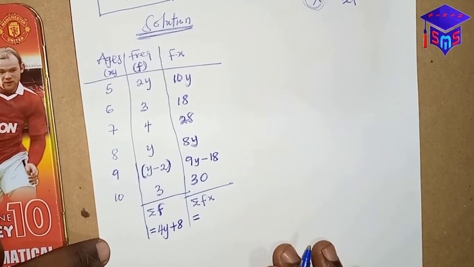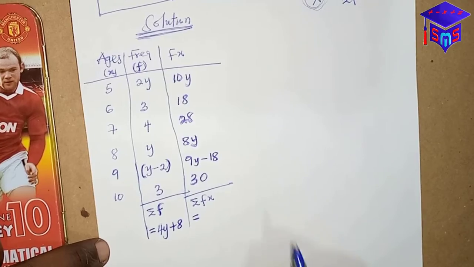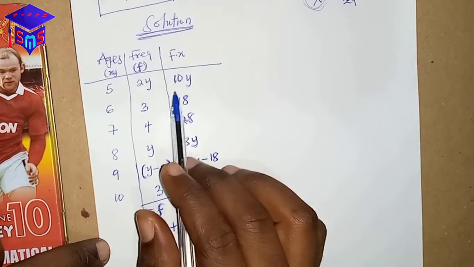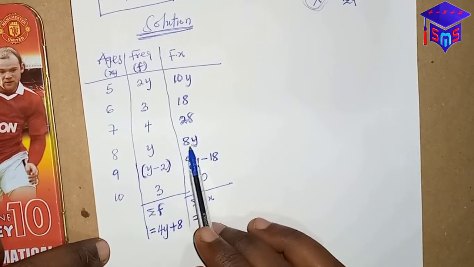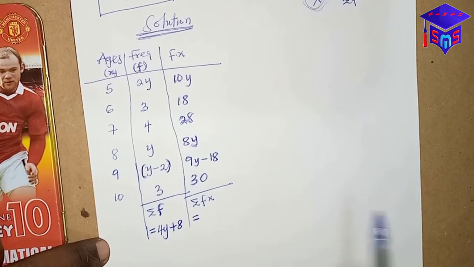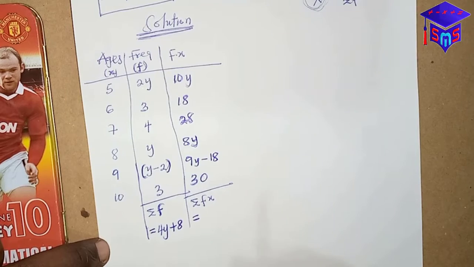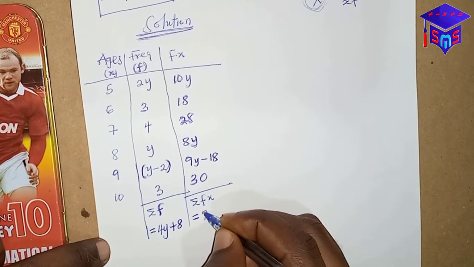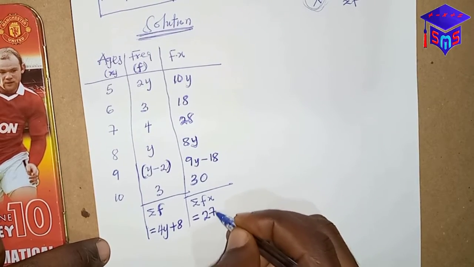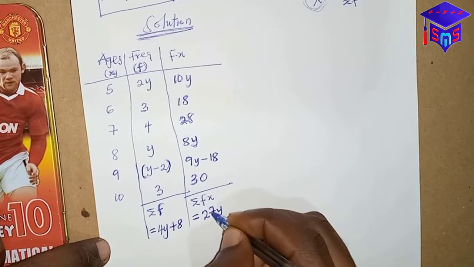So we have plus 8. That is what you are getting for sigma f. Then when you come here, you have 10y plus 8y should give us 18y, plus 9y should give us 27y. So we are getting 27y in that area.